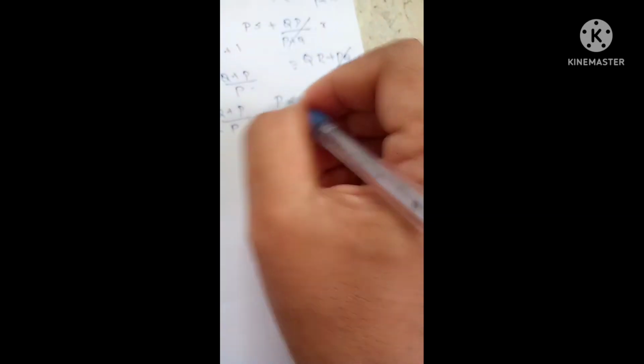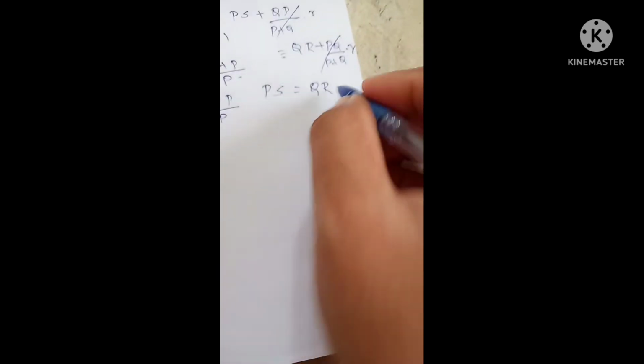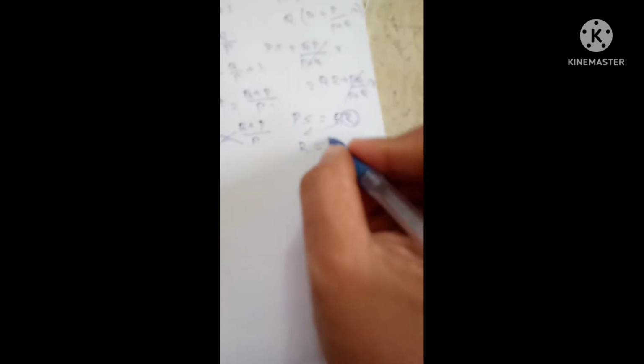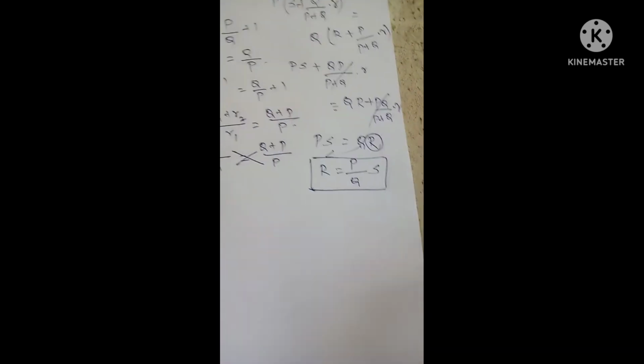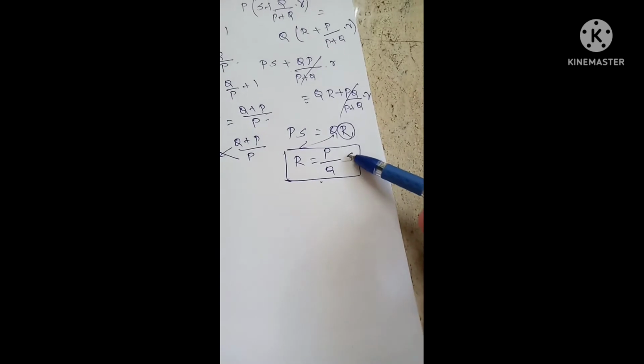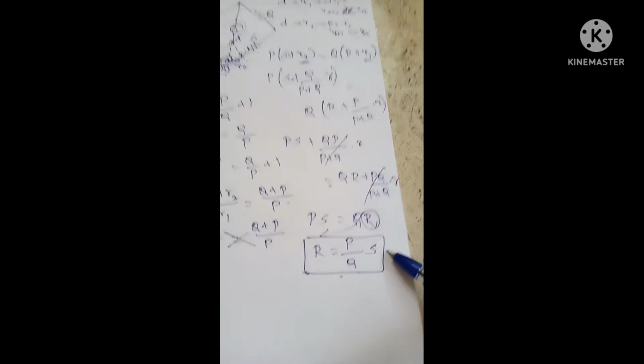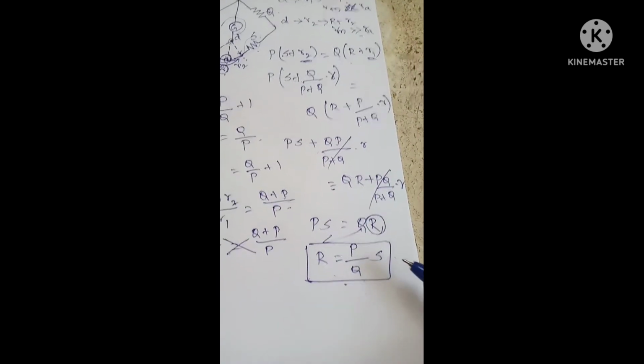On both sides of the equal sign, we have PQ by (P plus Q) into R, so we can cancel it out. We have PS is equal to QR. We need the value of unknown resistance R, so let me bring this Q to the other side. R is equal to P by Q into S. So in our equation we have R is equal to P by Q into S. This unknown resistance equation doesn't have any contact resistance terms.